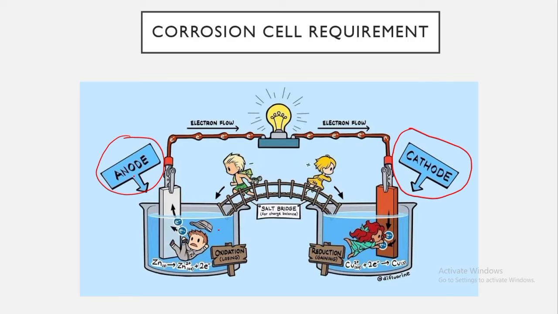At the anodic side, oxidation is taking place because an electron is being released: Zn gives Zn2+ plus 2 electrons, whereby the zinc is undergoing dissolution. And when you come here, the copper is being reduced: Cu2+ plus 2 electrons giving you copper in solid. So this is the cell requirement.